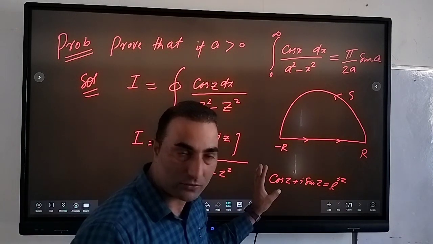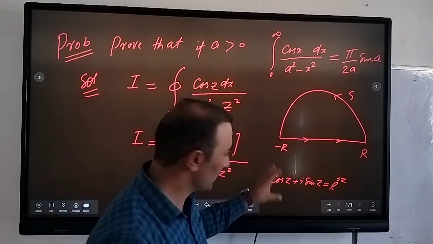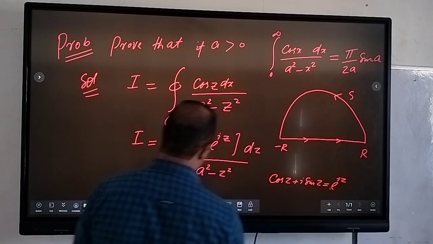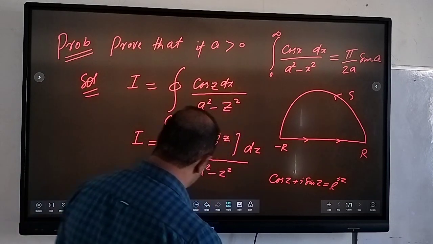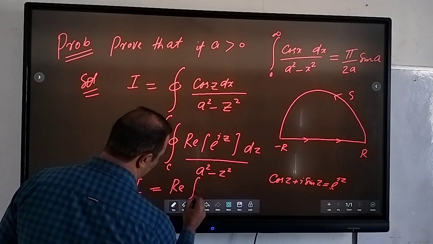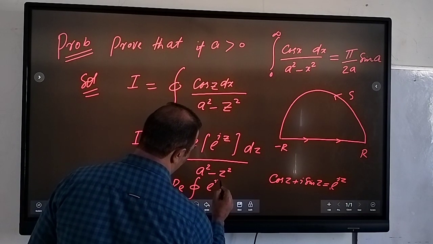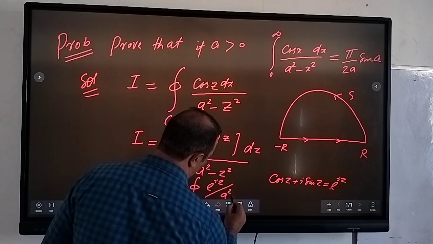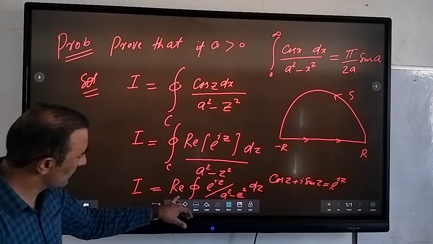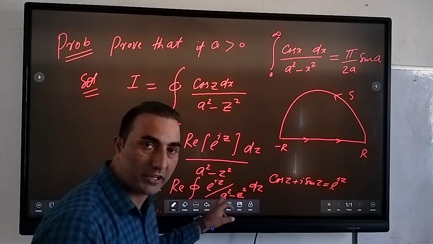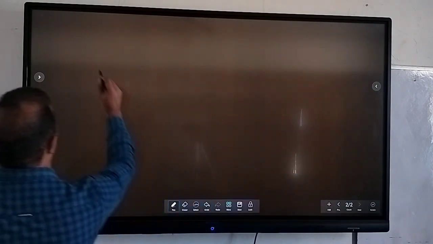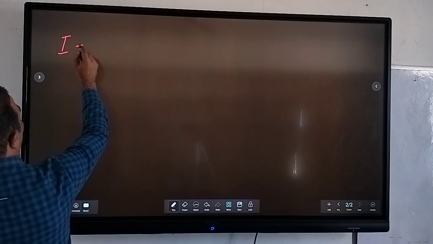Here RE stands for the real value of this exponential function, divided by the same term that we have. So what I did here is, you can write I equal to the real part of e power iota z. You can take that real part out, so this will be the integral of e power iota z over a square minus z square into dz, so this will be equal to that.